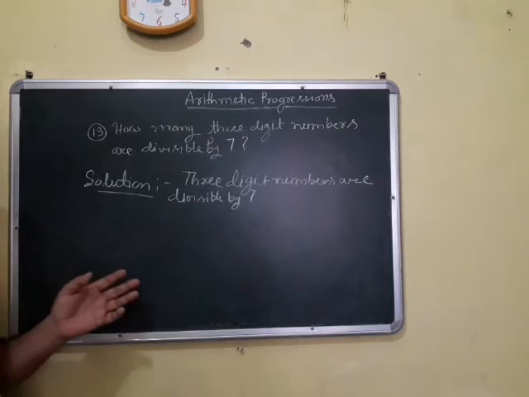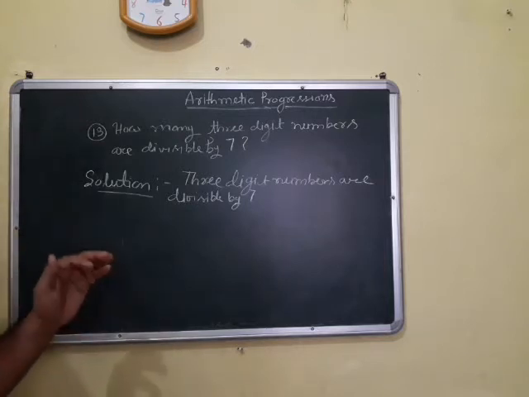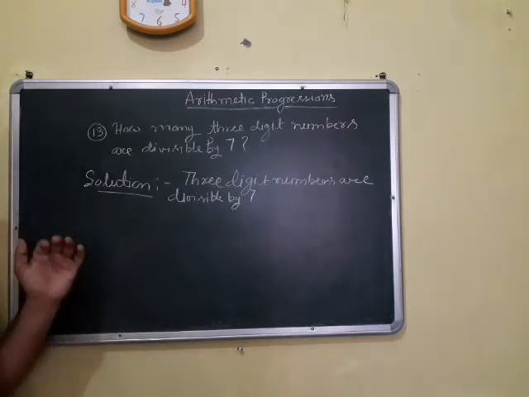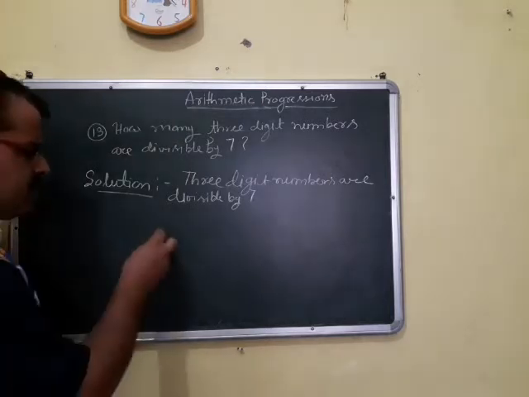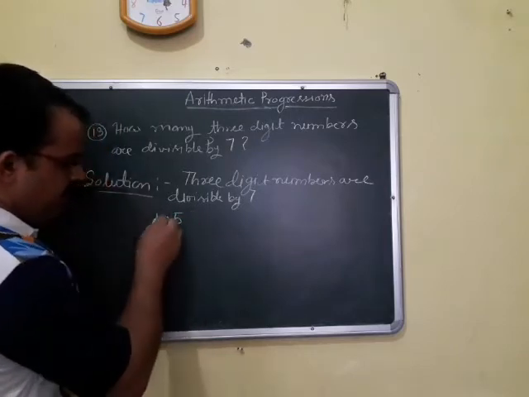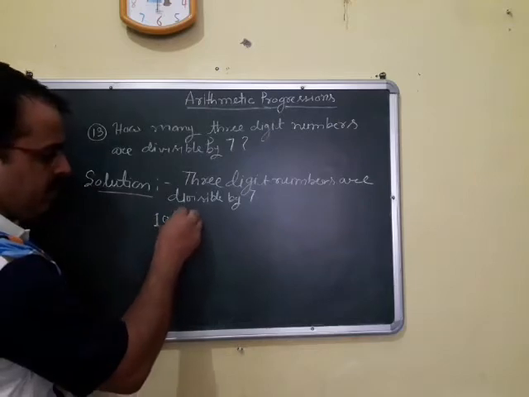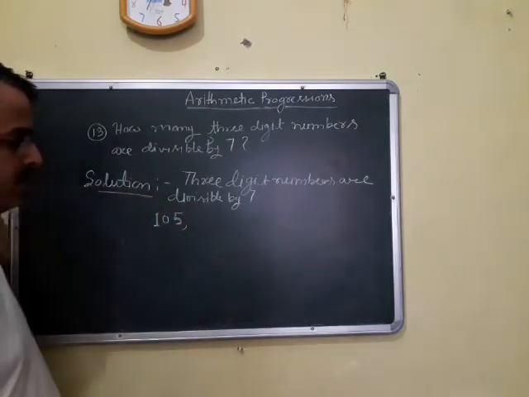Now look at 100. 100 is not divisible by 7. Can 101 be divided by 7? No. 102 is not divisible by 7. 103, 104. Now here we start. The first number we find that is divisible by 7 is 105. Here is the first number. Next we find the second and third numbers.